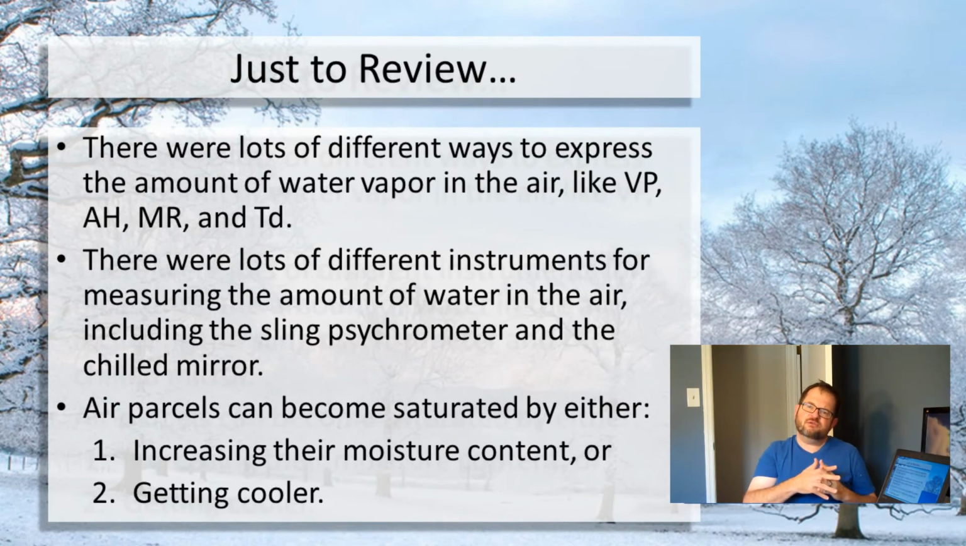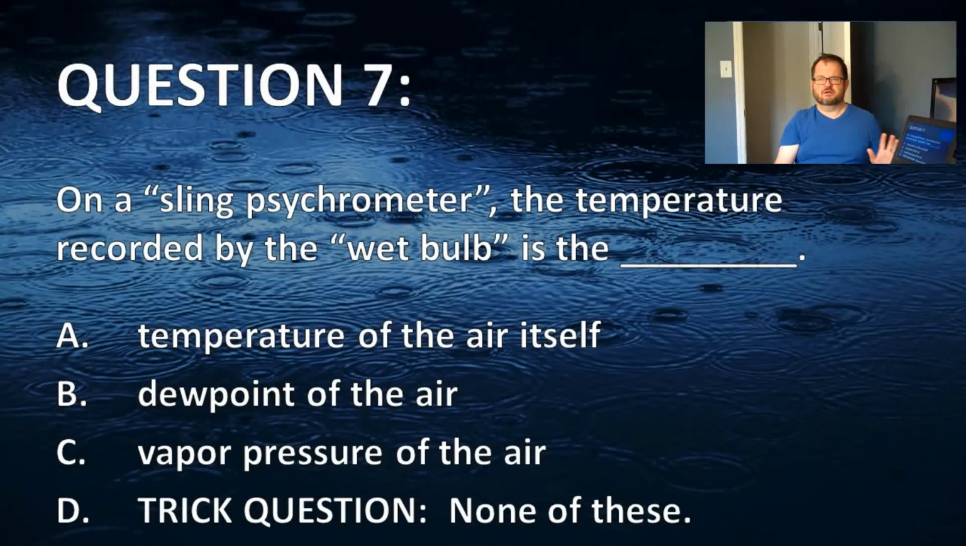Then, we talked about the fact that you could bring air closer to saturation, in other words, increase its relative humidity, or you could bring air farther from being saturated, in other words, decrease its relative humidity, by either changing the amount of moisture that's actually in the air, which was sort of the hard way to do it, or by changing the temperature of the air, which is in practice what's going to happen in the next lecture. But before we get there, let's answer 3 quick questions and take a break.